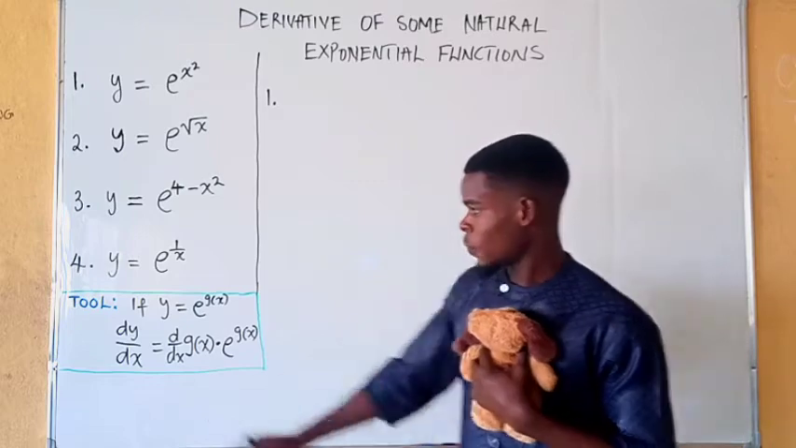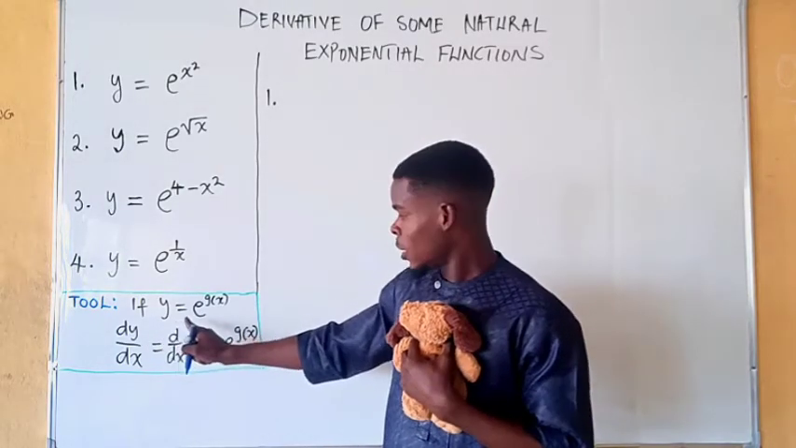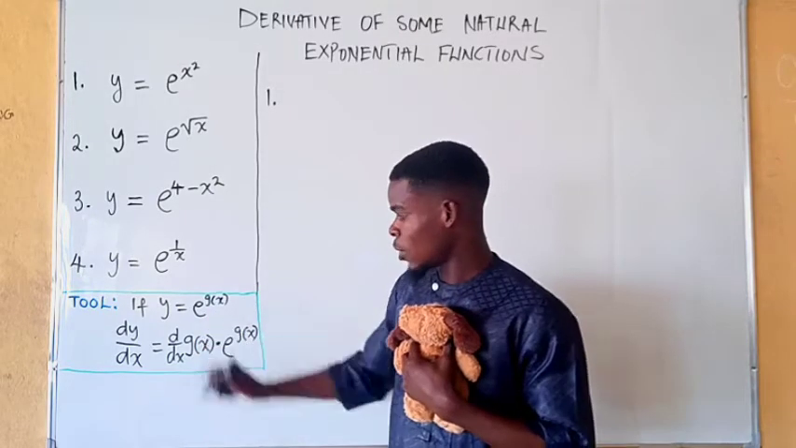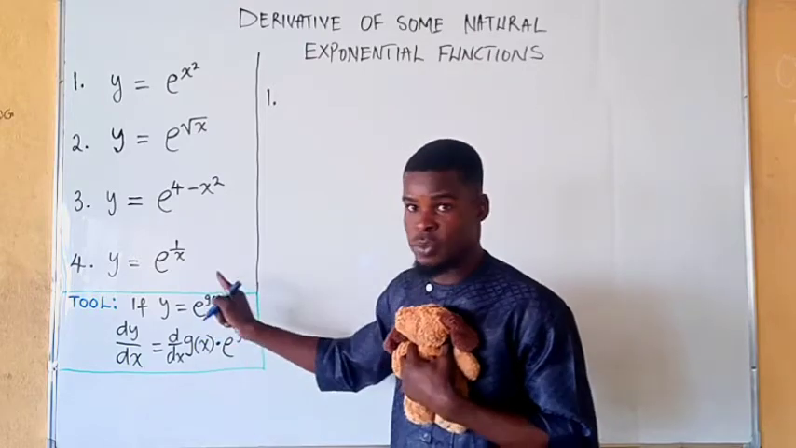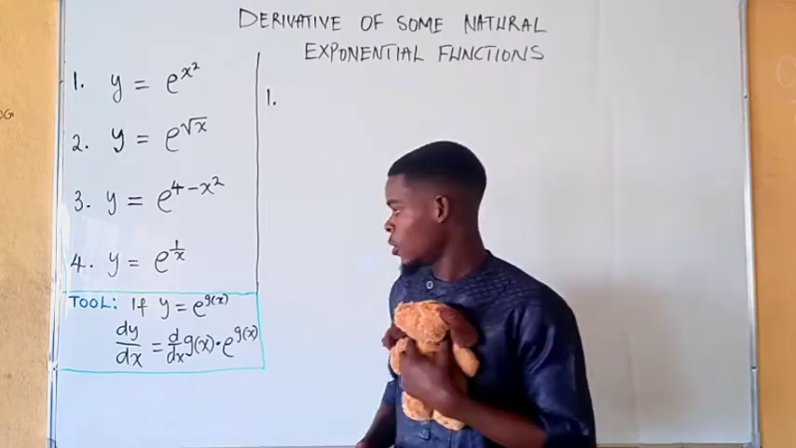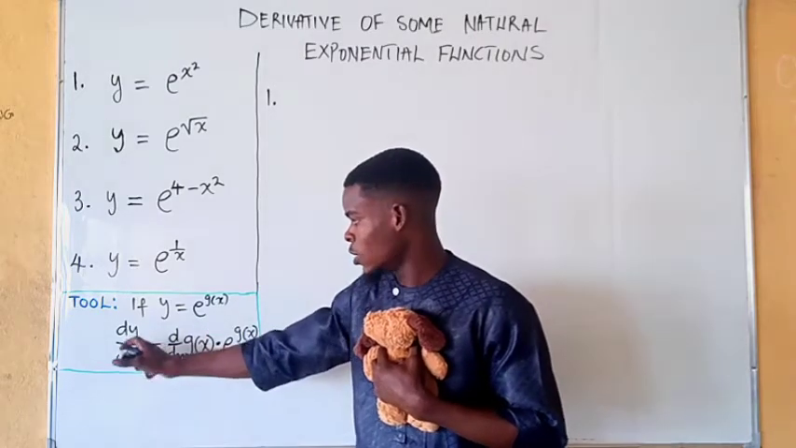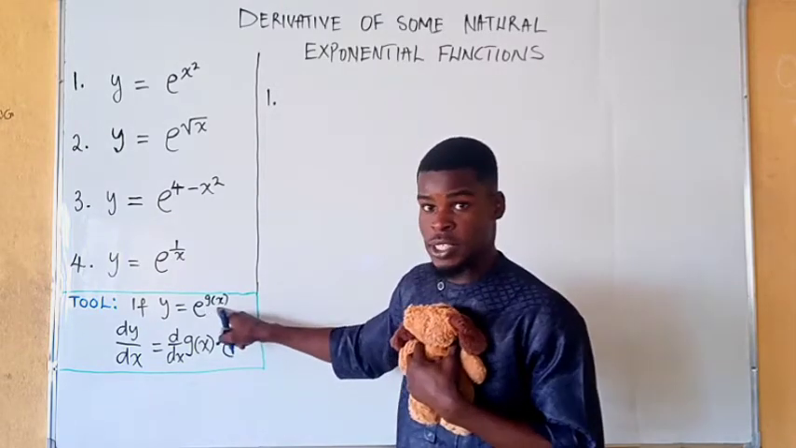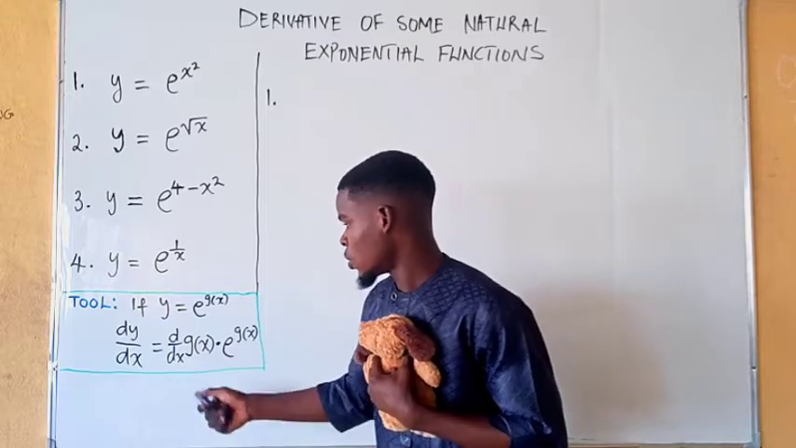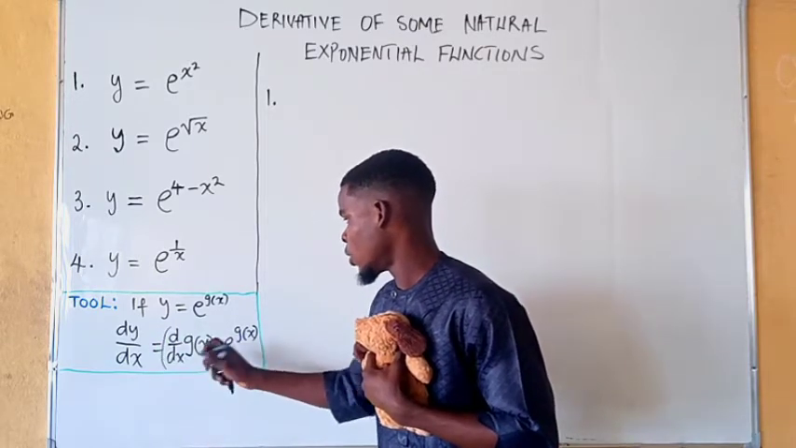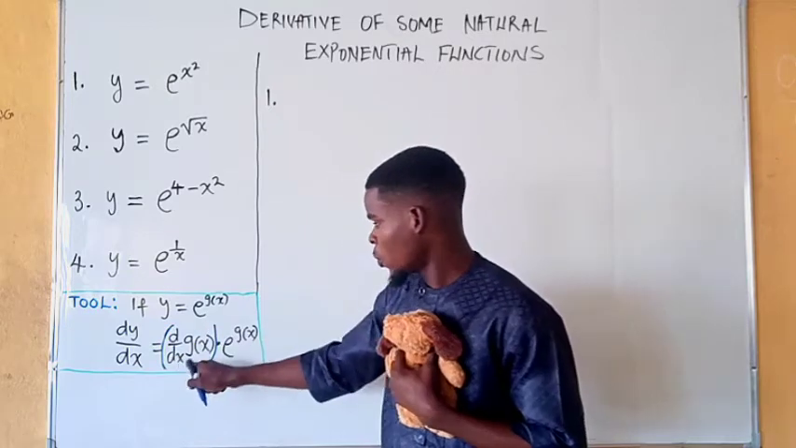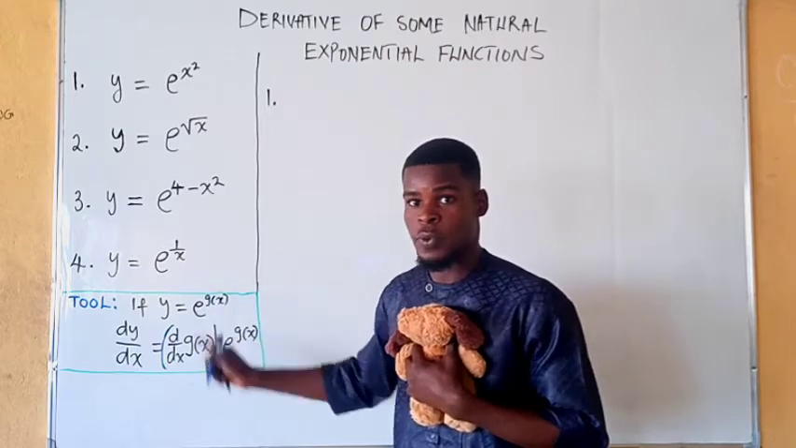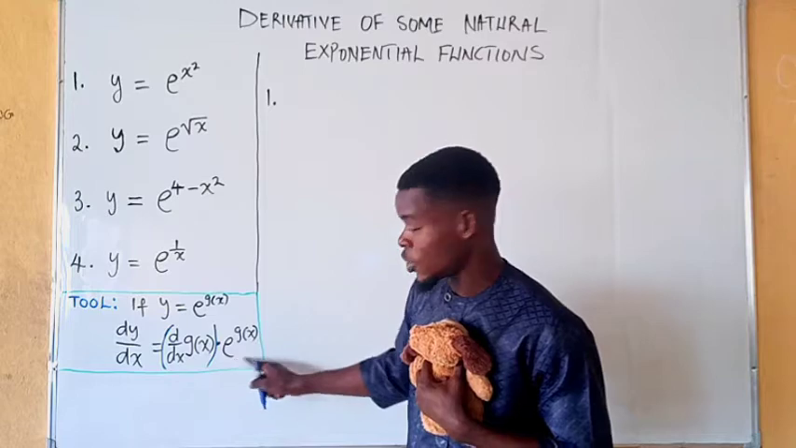The tool tells us that if you are given a function y equals e raised to the power g of x, that little g of x as a power is a function written in terms of the variable x. To differentiate that function, dy/dx is the derivative of the power, the function in the exponent, multiplied with the whole function itself without touching it this time. You just multiply it with e to the power g of x.